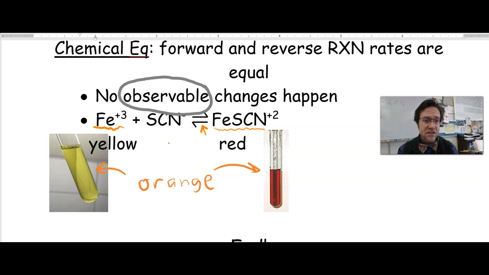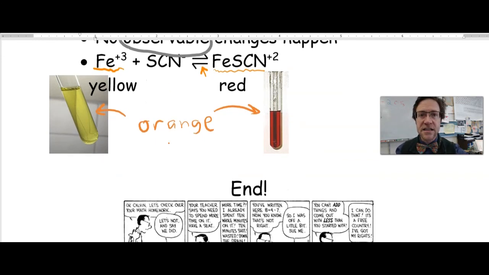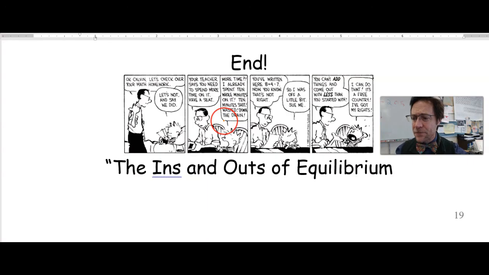There you go. That's just where chemical equilibrium, that's where the forward and reverse chemical reaction are happening at the exact same rate. And that is it for us.